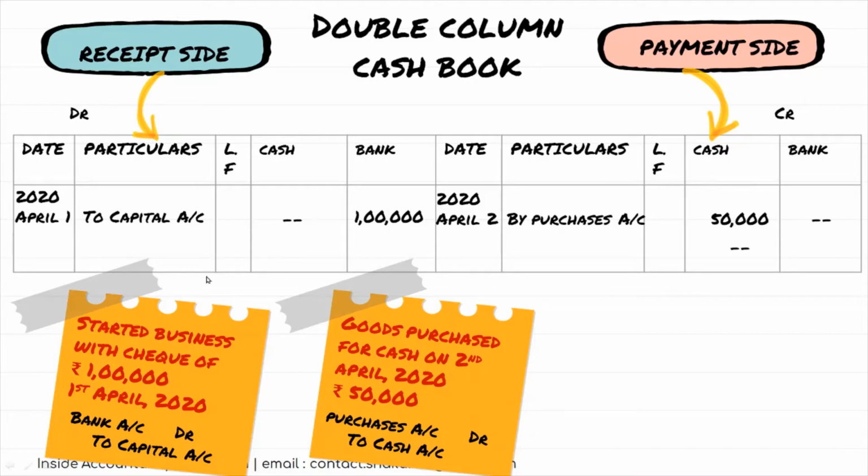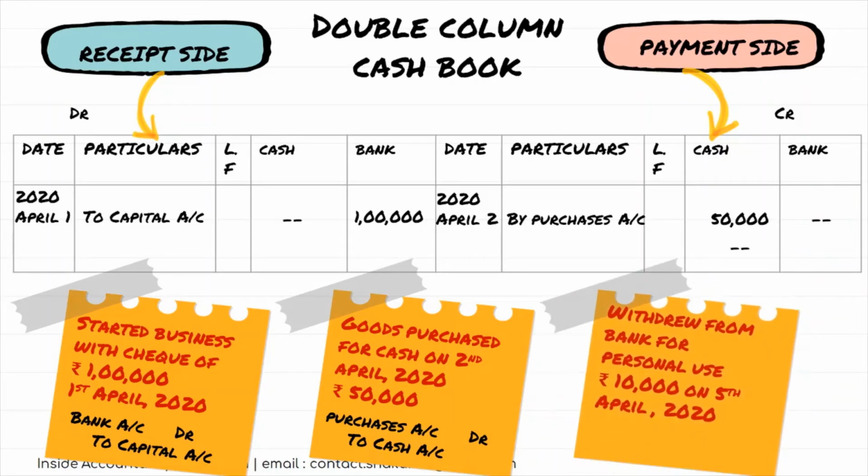So, if you notice, in the first transaction, it was a bank transaction. So, in the particulars we had written, but the amount was written under bank. But in the second transaction, it was a cash transaction. So, the amount was written under cash. So, as and when the transactions come, you have to identify whether it is a cash transaction or a bank transaction. Depending upon that, it will be put respectively in the cash or bank column.